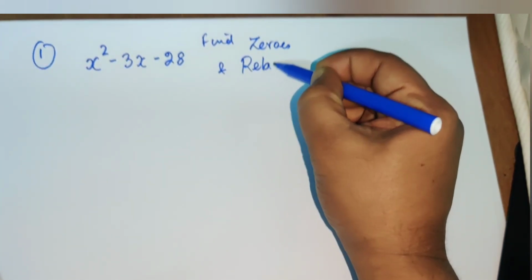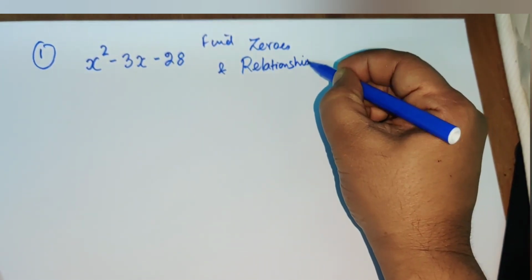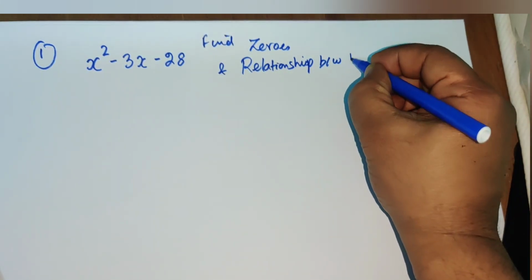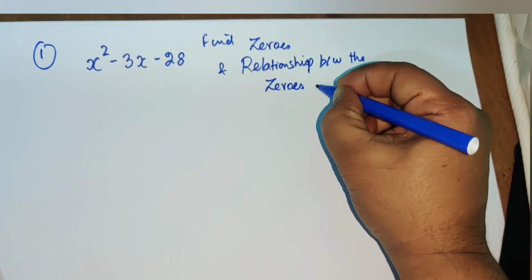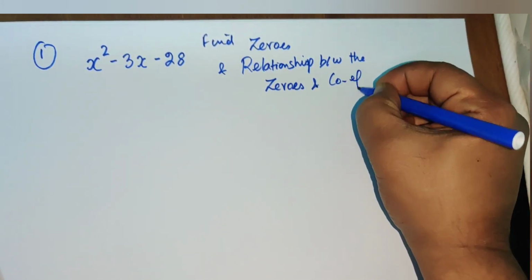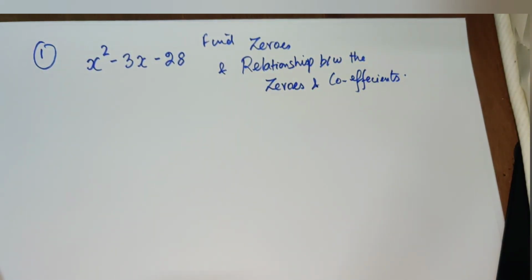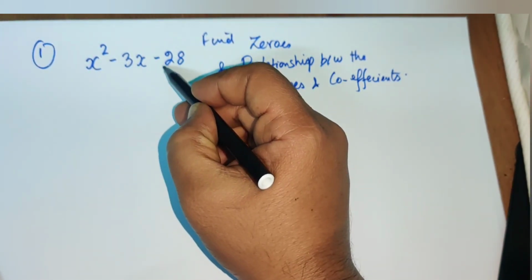The relationship between the zeros and coefficients. We can go for this question. First of all, we are going to find the zeros. So how do we find the zeros? Let us go with finding the zeros. x square minus 3x minus 28.